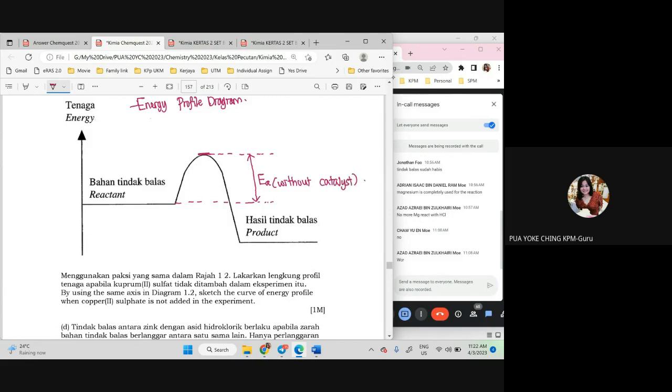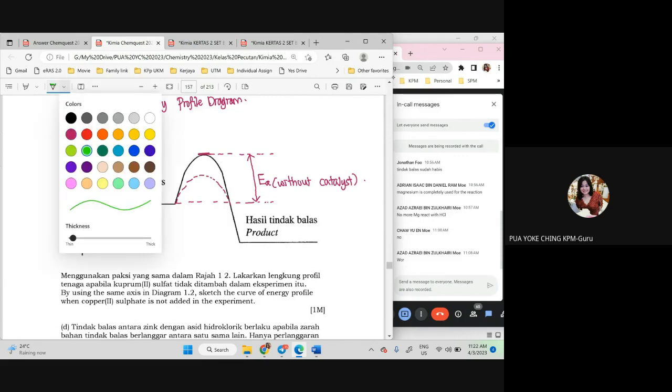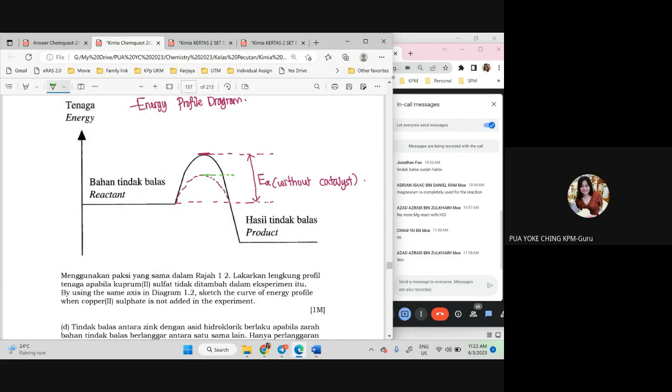So kalau you buat macam ni, satu lagi bawah. You label juga di luar. So EA prime. Okay, this is with catalyst. Label macam ni. Boleh? So this is how you label the EA, activation energy.